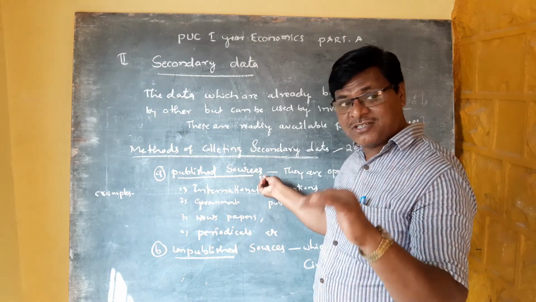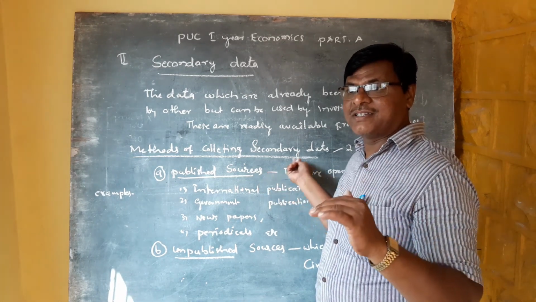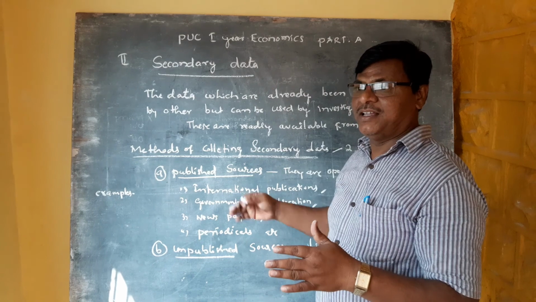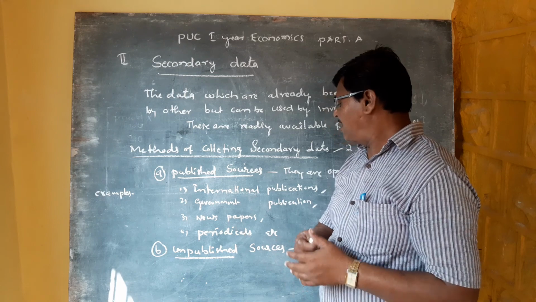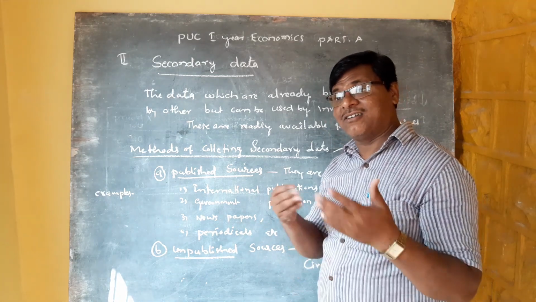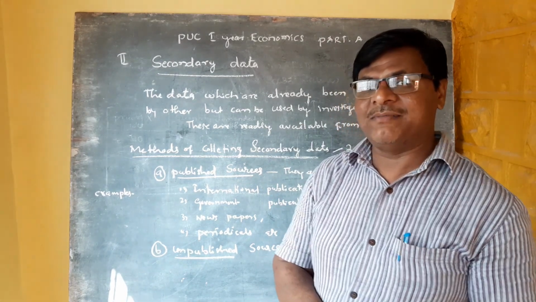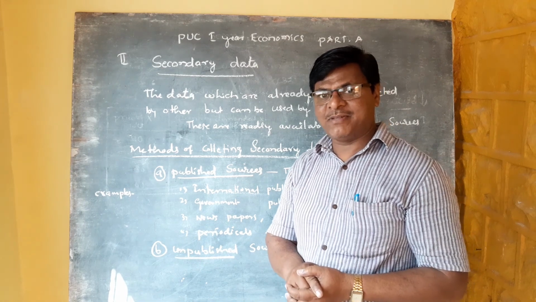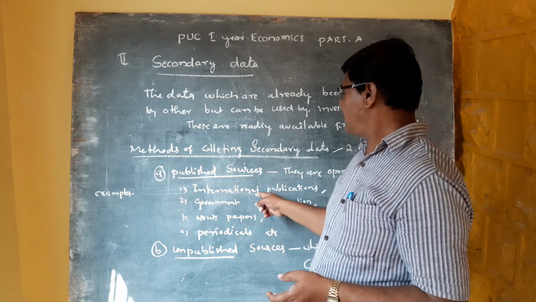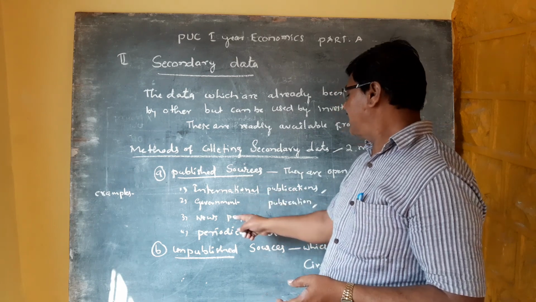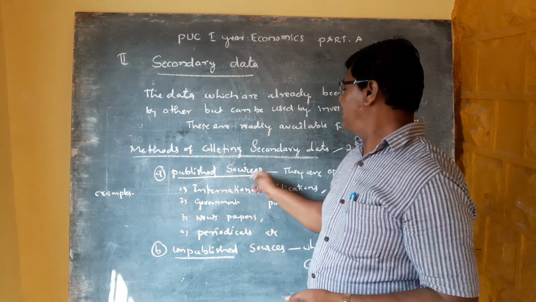Published sources means data already collected by others that can be used by the investigator. This is published in books, newspapers, international publications, government publications and periodicals, and all are called published sources. In examinations, examples of published sources will be asked. You have to answer: international publications, government publications, newspapers and periodicals, etc. are examples of published sources.